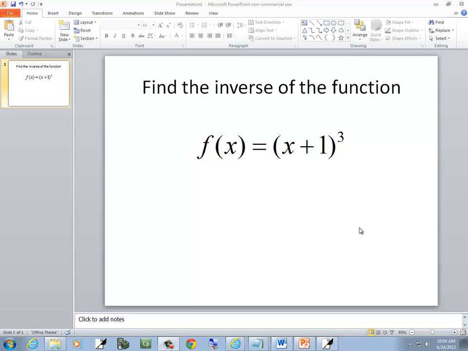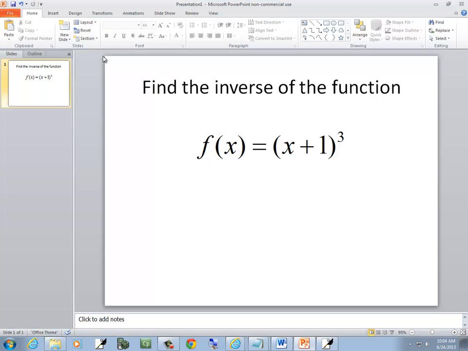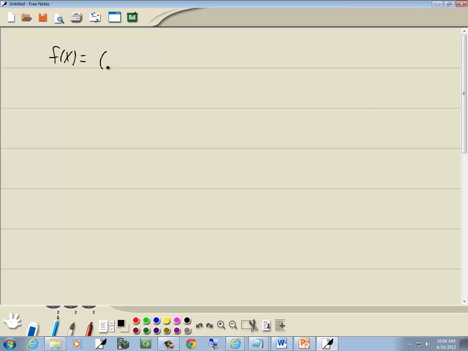Let's find the inverse of this function. We've got f of x is equal to (x plus 1) to the third. Step 1, replace f of x with y. So this becomes y is equal to (x plus 1) to the third power.